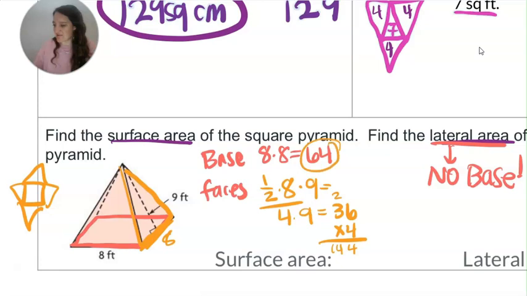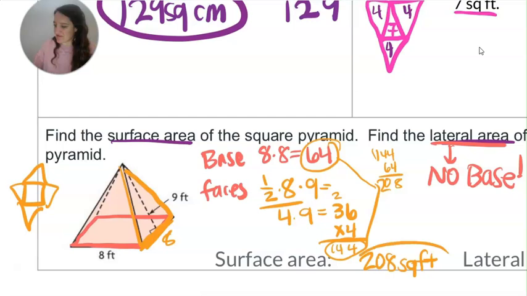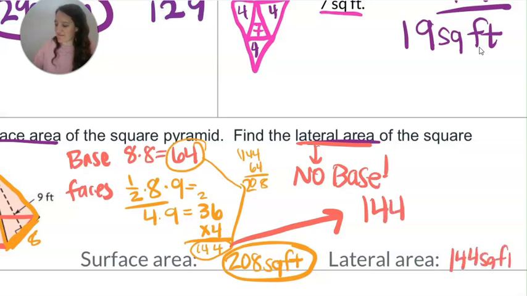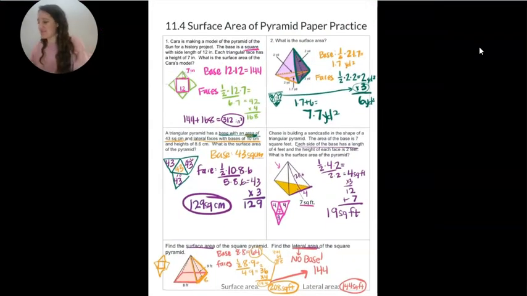So I'm going to take the 64 and the 144 and get 208 square feet for the surface area. Now for the lateral area, it's the exact same thing, but no base. So I'm just looking at the faces. That's 144 square feet. All right. Okay, there's your answers.